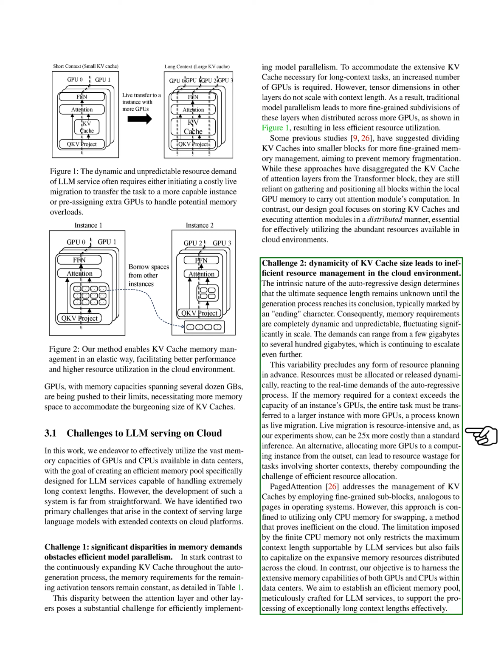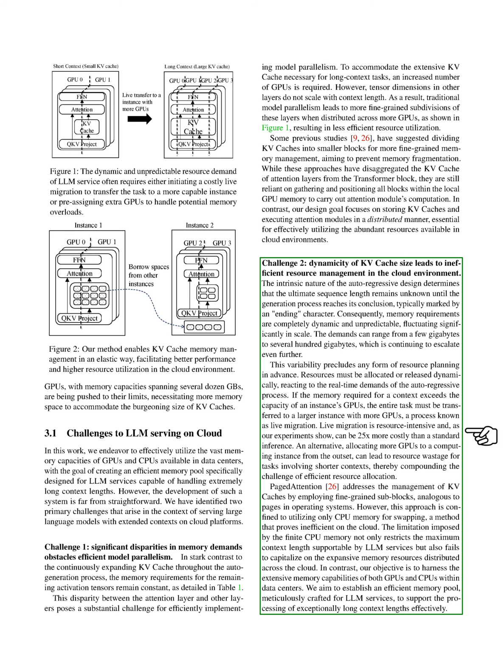Resources must be allocated or released dynamically, reacting to the real-time demands of the auto-regressive process. If the memory required for a context exceeds the capacity of an instance's GPUs, the entire task must be transferred to a larger instance with more GPUs, a process known as live migration. Live migration is resource-intensive and, as our experiments show, can be 25 times more costly than a standard inference.